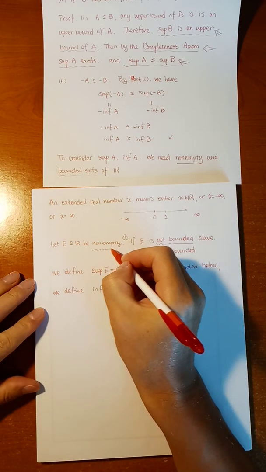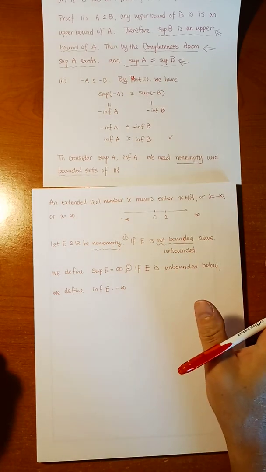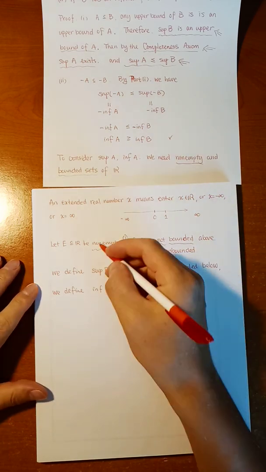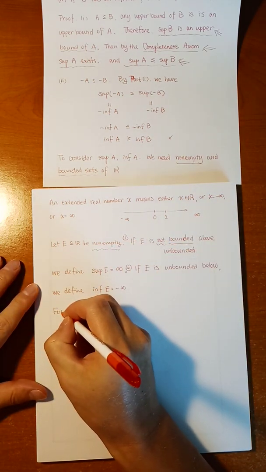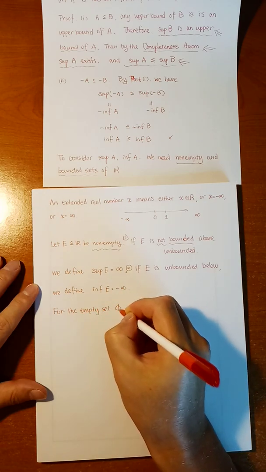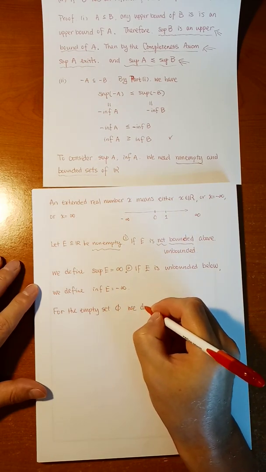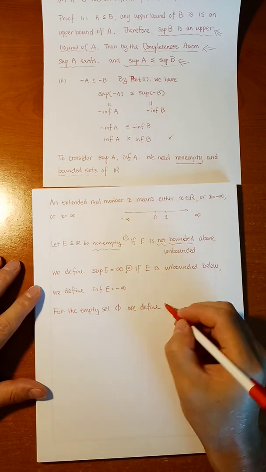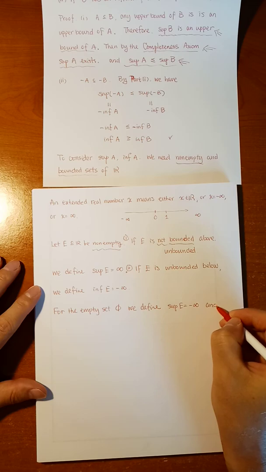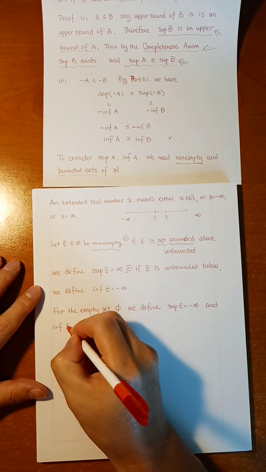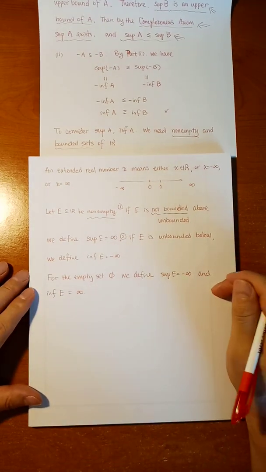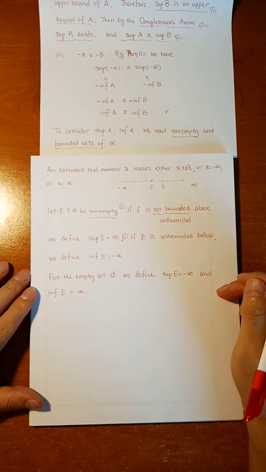So this is one direction to extend the sup and inf. The other direction is the empty set. Here it's non-empty. For the empty set, we define the sup of E to be negative infinity and inf of E to be positive infinity. This is the most strange part.